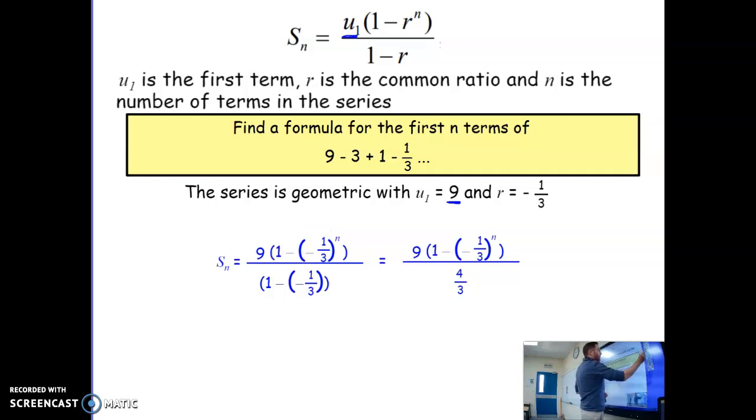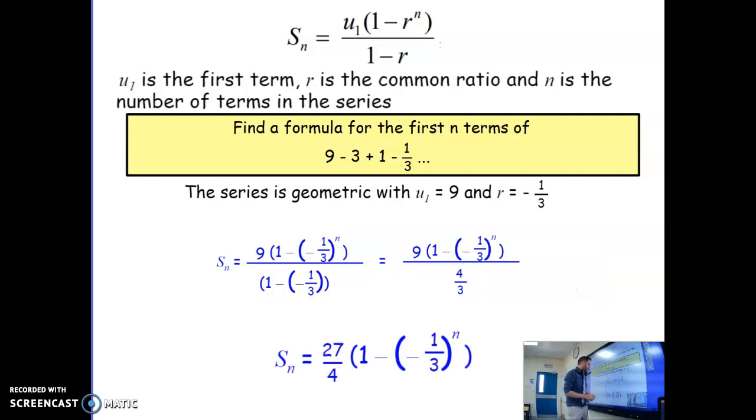Let's put that in a different colour. So r is going in there to the power of n, and we don't know n yet. And then on the bottom, we put the r there. Be very careful with your negatives. Over here, we end up with this. And dividing by 4/3, that's the same as multiplying by 3/4. So I think you should tidy this one up. Multiply by 3, divide by 4. And we get to 27/4, multiplied by all of that. That is our nth term there, or our general formula.